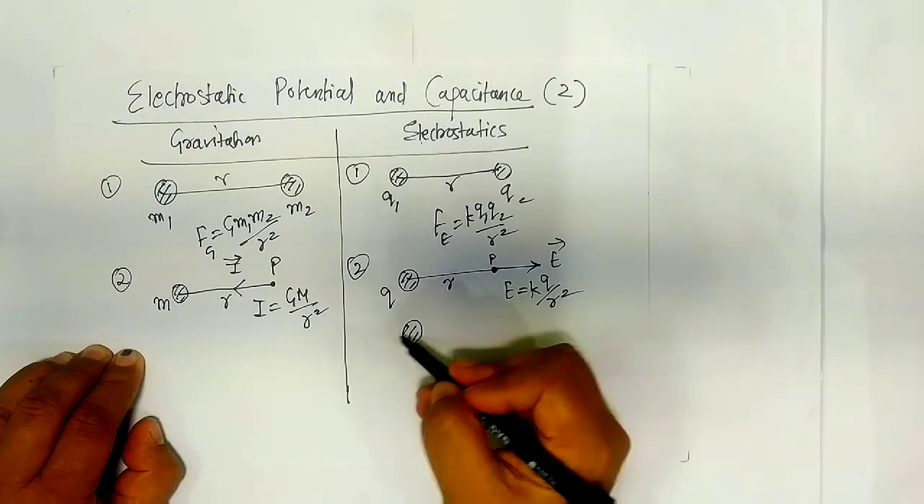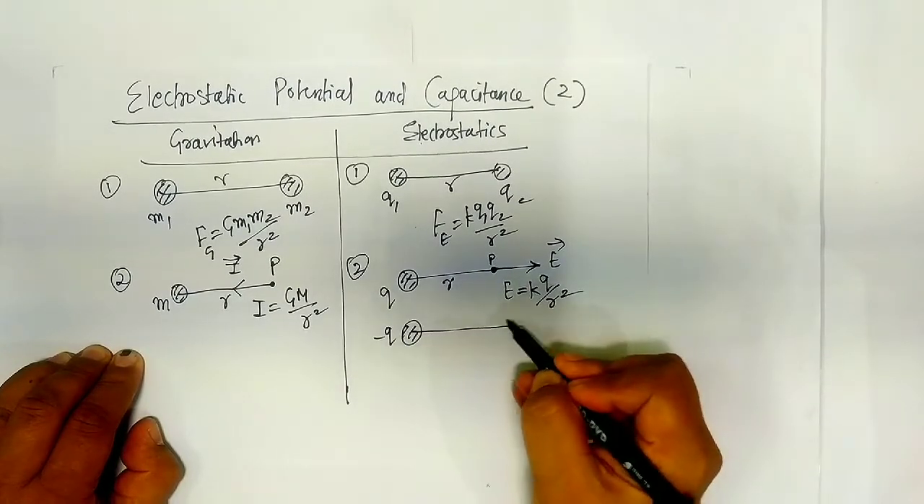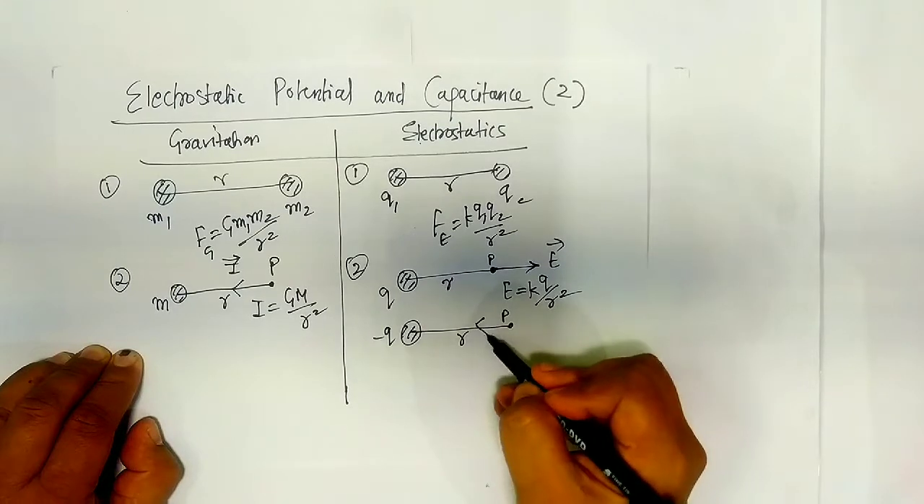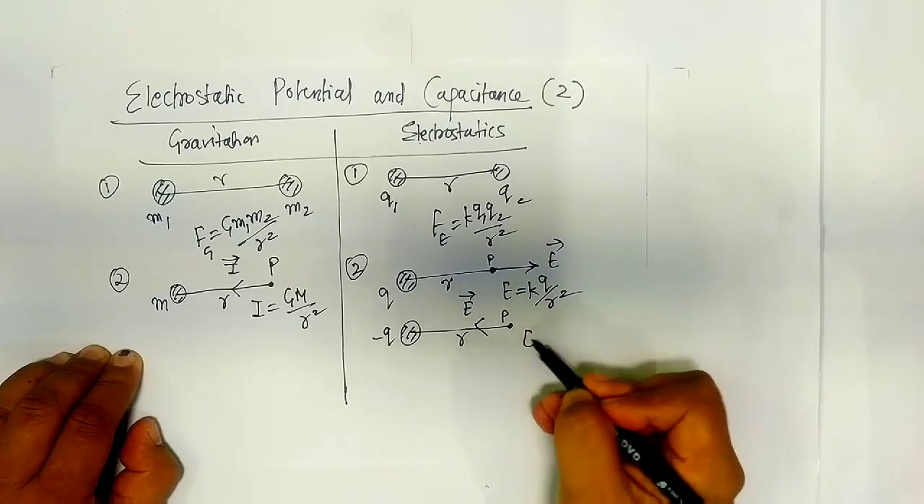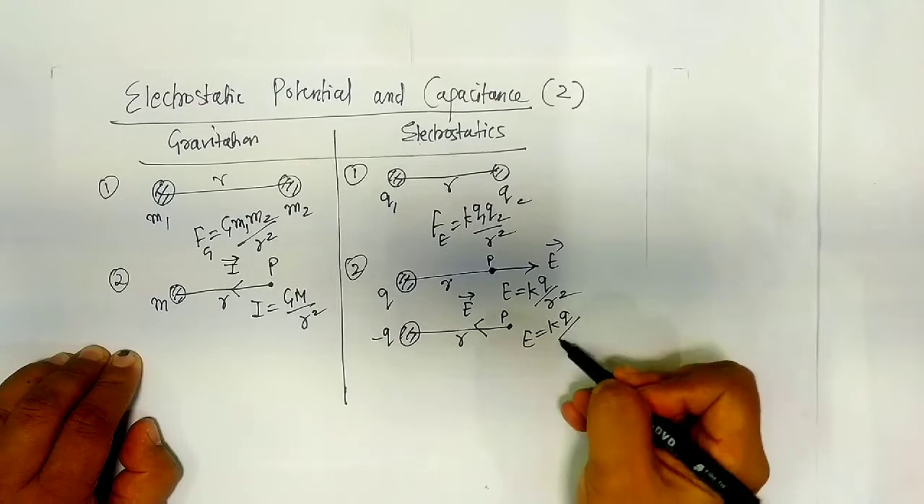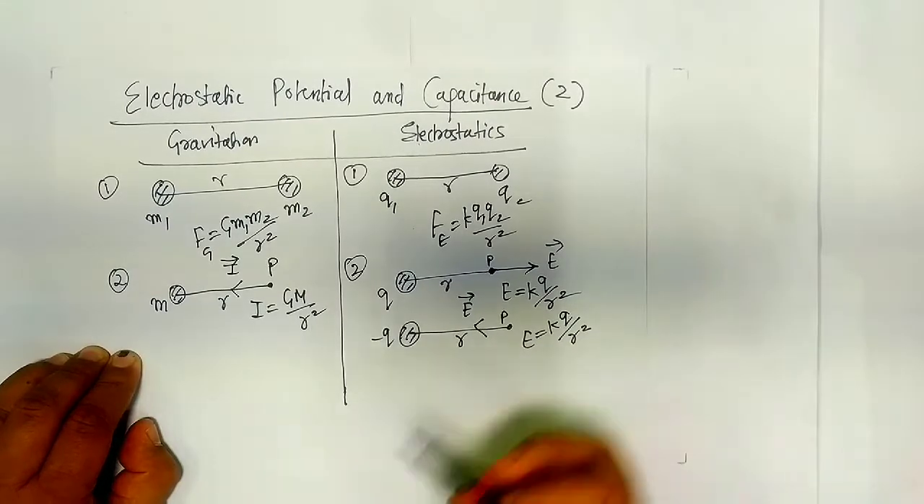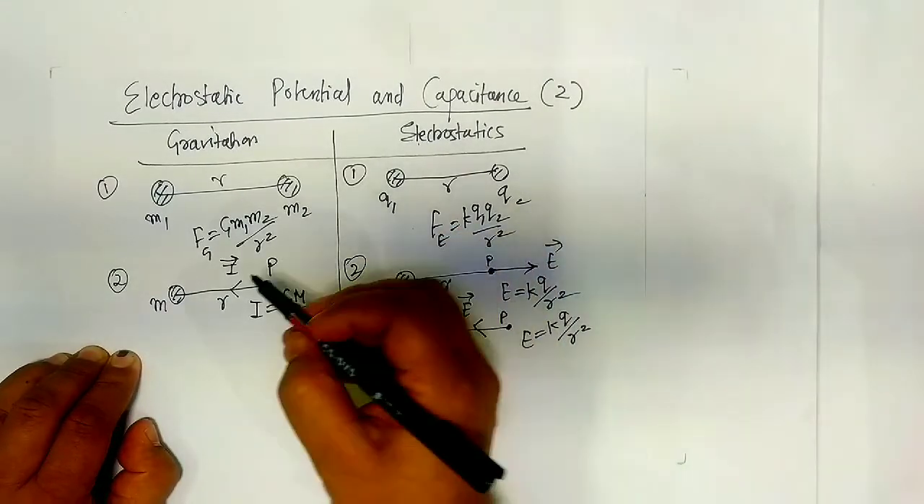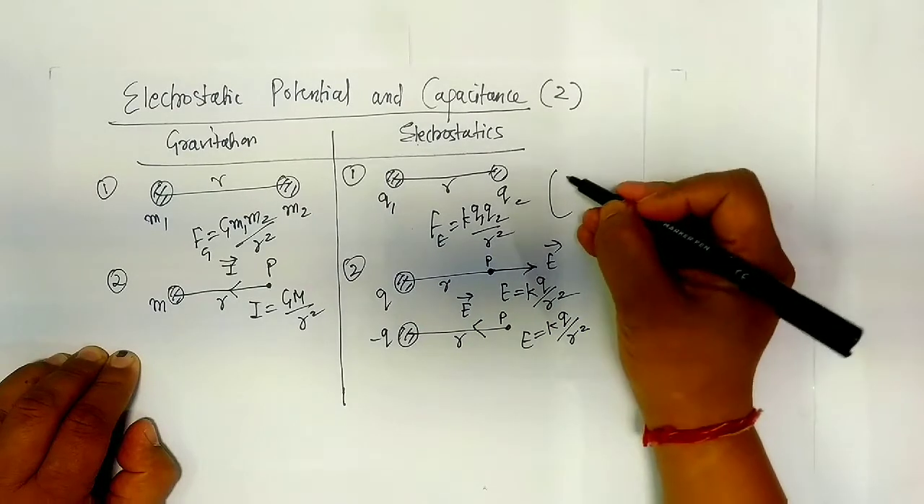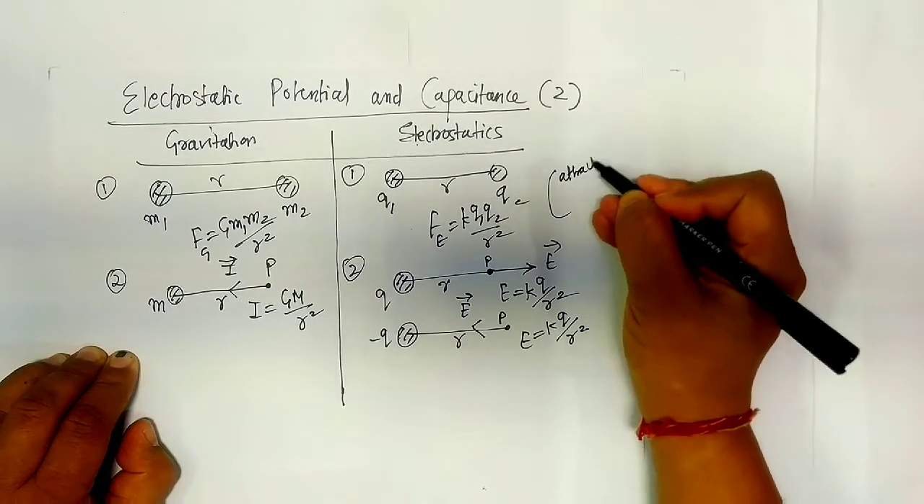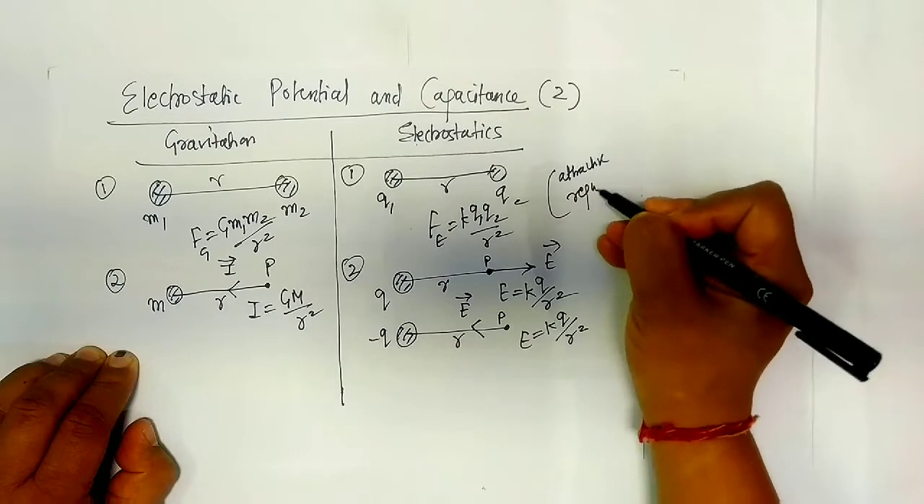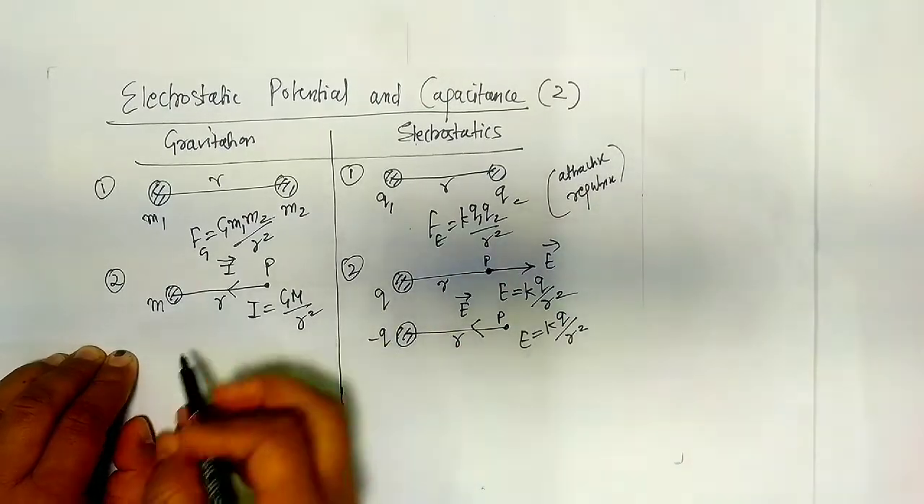And if there is a negative charge, the same thing we see here, point P at R distance, it will be towards the negative charge and the magnitude is same, KQ by R square. Why? Because the gravitational force and electrostatic force, there is a difference. The electrostatic force is attractive and repulsive both. Okay. So this is the intensity difference.